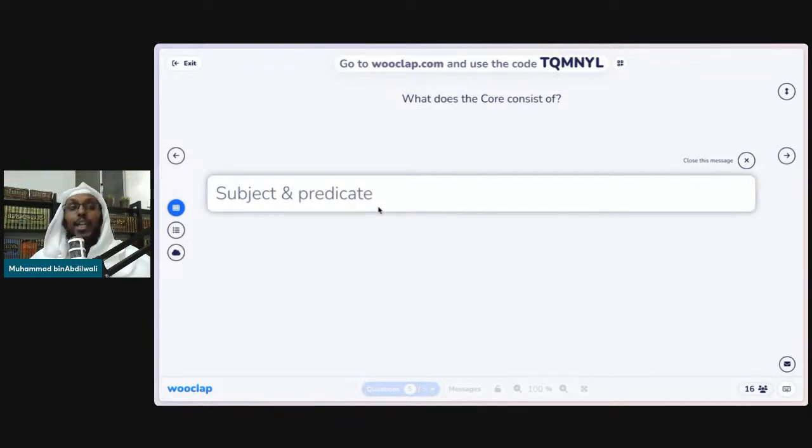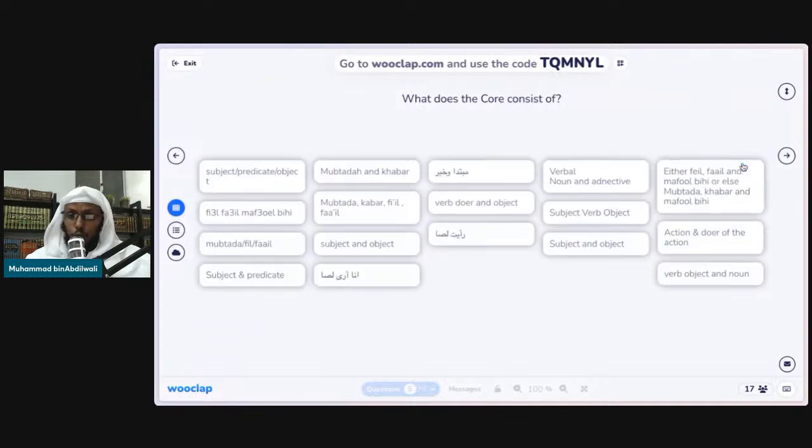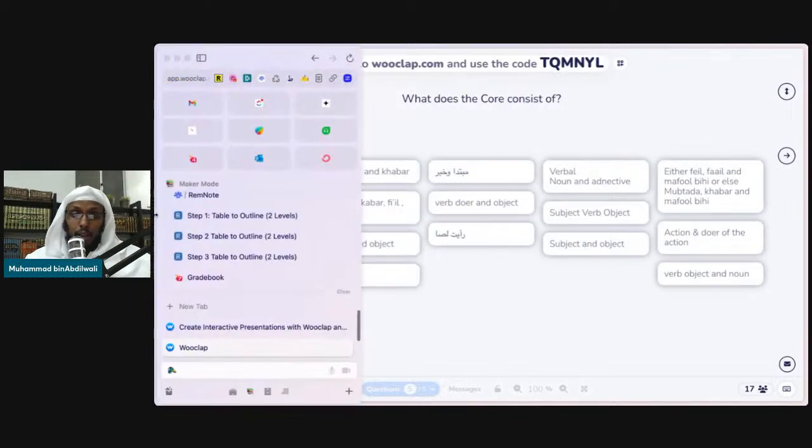Now, musnad ilayhi could be mubtada or fa'il. Both of them, they're the same. Mubtada or fa'il are the musnad ilayhi, i.e. the thing you're talking about. And then you have musnad. The musnad is either the fi'l or the khabar, whichever one it may be, depending on if the sentence is jumla fi'liya or ismiya. Okay? Is that clear? That's if you know this. If you don't, then don't worry about it. Okay?